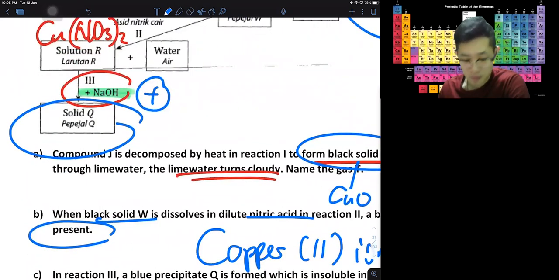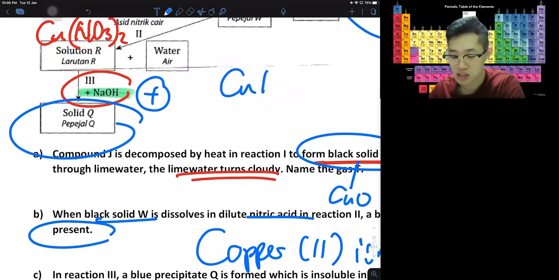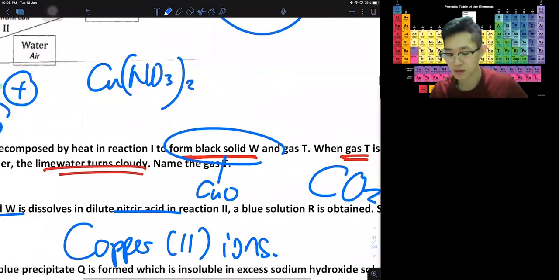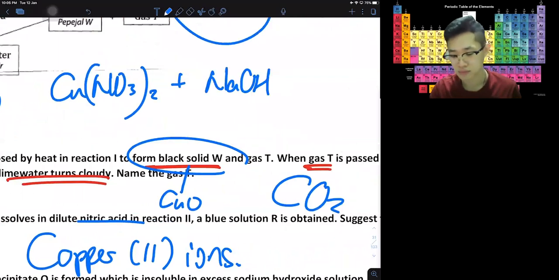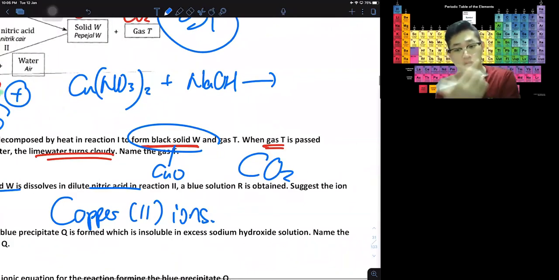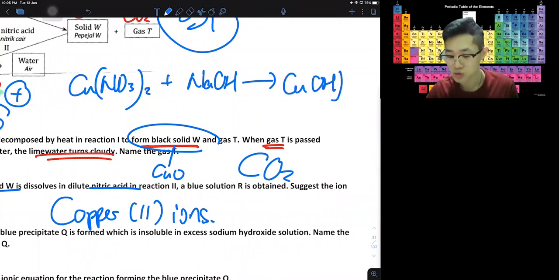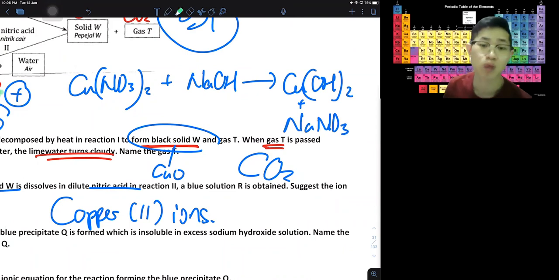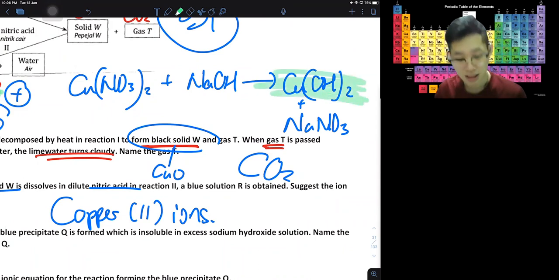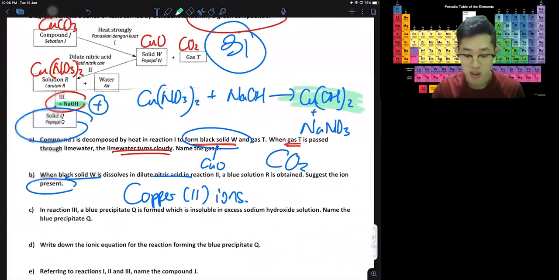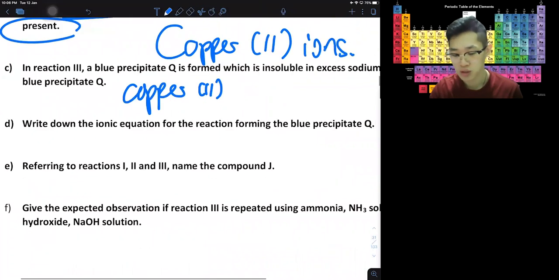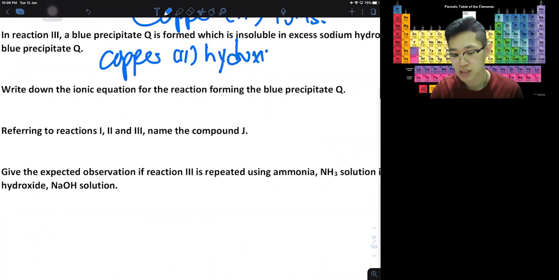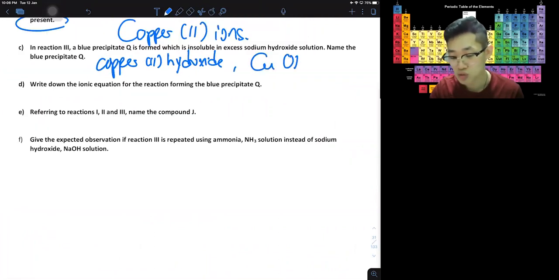How to find the precipitate? Write the equation up. When they say add NaOH, you add NaOH. Cu(NO3)2 plus NaOH. Exchange partner, you get Cu(OH)2 plus NaNO3. So the blue precipitate is which one? Of course, the one with copper. So you call this copper 2 hydroxide. By the way, copper 2 hydroxide is Cu(OH)2 with bracket 2. Without bracket is wrong.